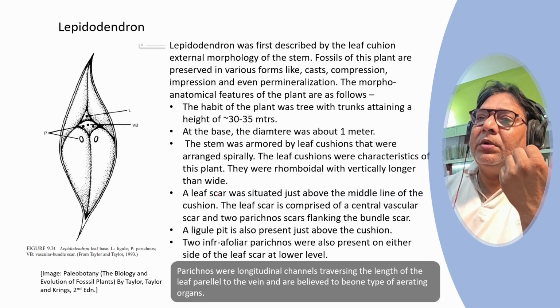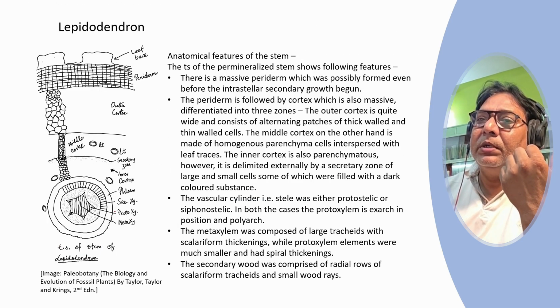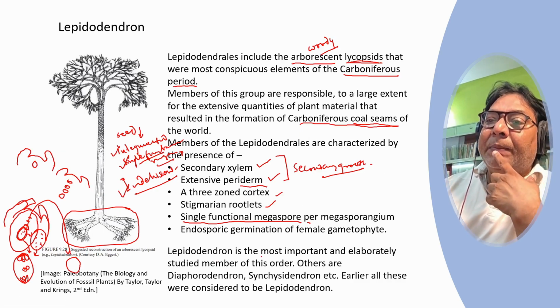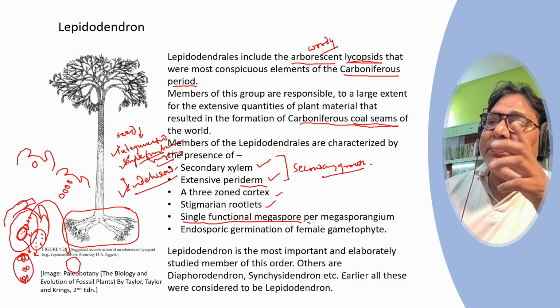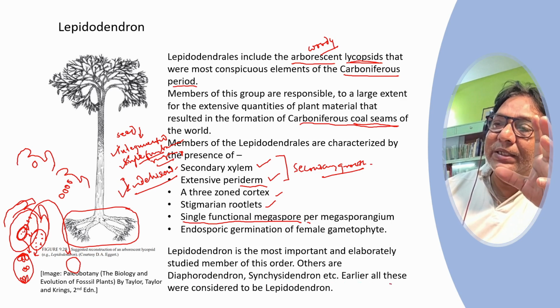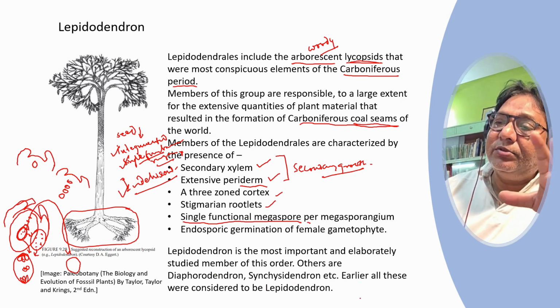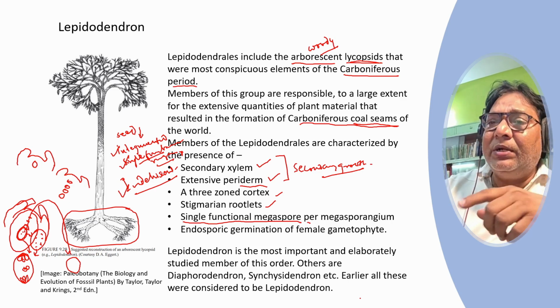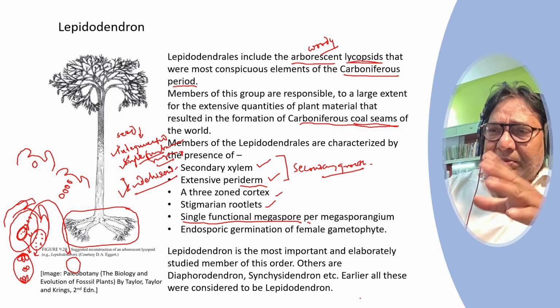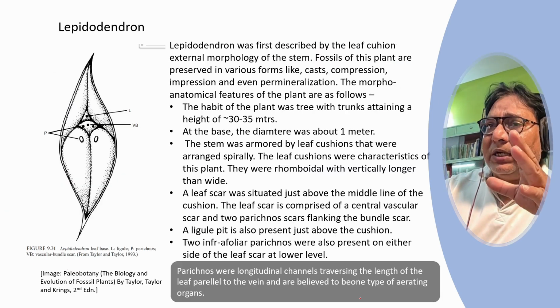So now, where is this text? Okay. Lepidodendron is the most important and elaborately studied member of this order. Others are Diaphorodendron, Synchysidendron, etc. Earlier, all these were considered to be Lepidodendron. In earlier literature, there was only one. Later on, they saw that it should be divided into other genera.